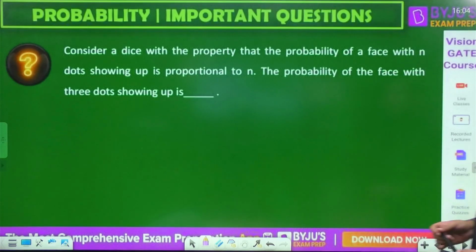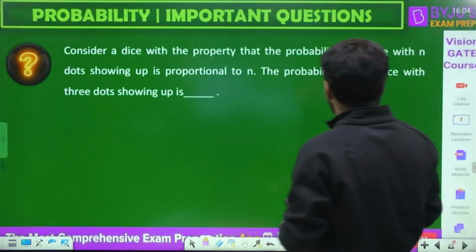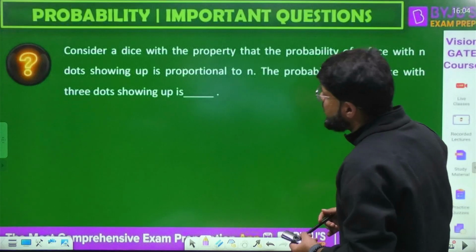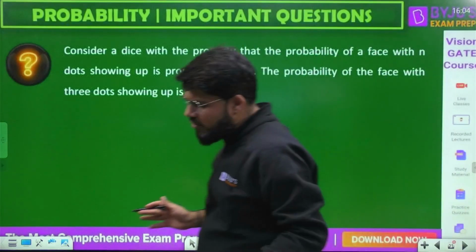Consider a dice, again a question on dice, with the property that the probability of a face with n dots showing up is proportional to n. So it is not a uniform dice.